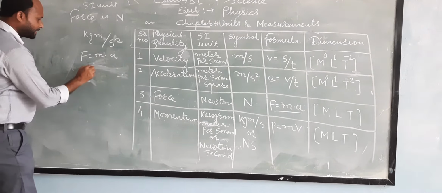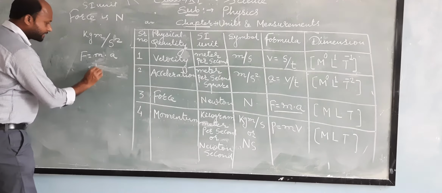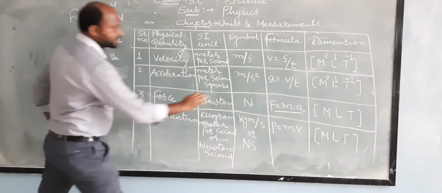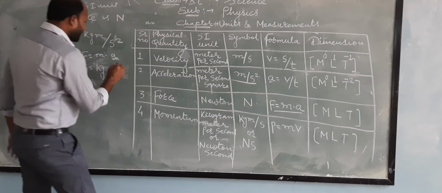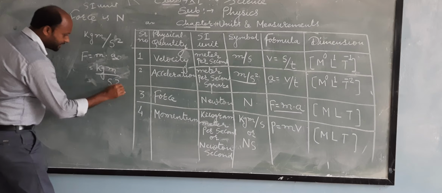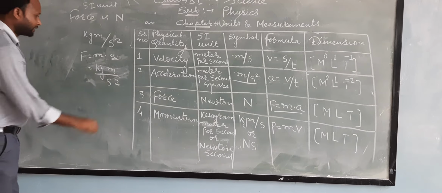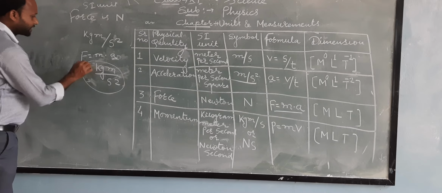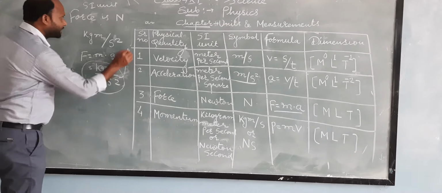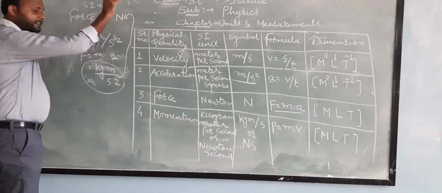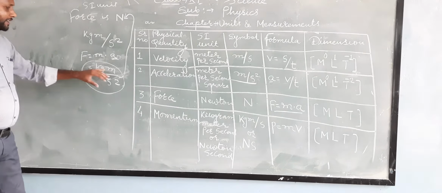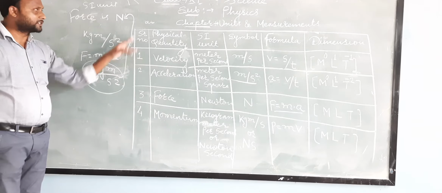Now we will find the SI unit. The SI unit of mass is kilogram, and the SI unit of acceleration is meter per second square. So the whole SI unit of force is kg meter per second square, and kg meter per second square is nothing but Newton. Always remember, student, kg meter per second square means Newton.